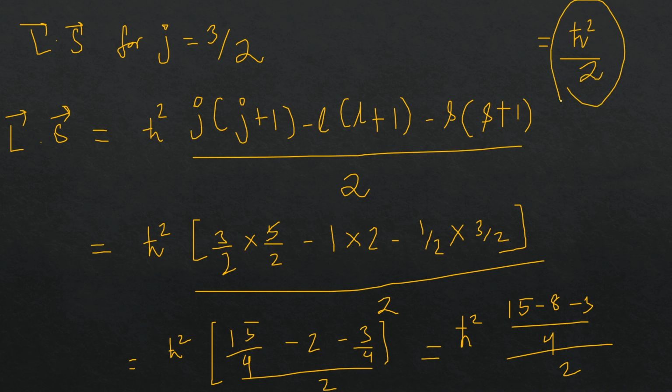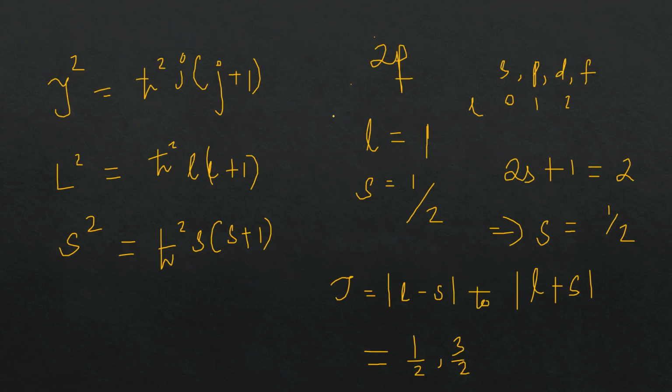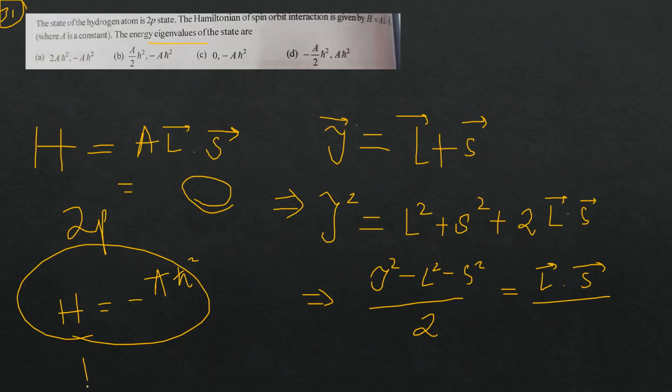Okay, h cut square by 2. Alright, so L.S. is h cut square by 2. So what should h be? A h cut square by 2. Alright, so one is minus h square, another is a h cut square by 2. So two values, we got it.